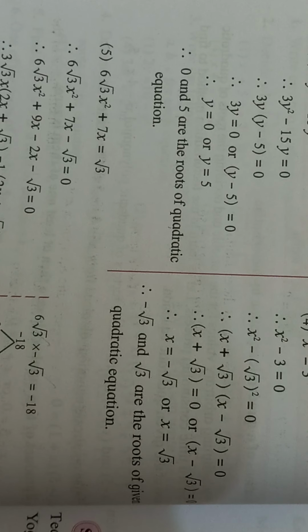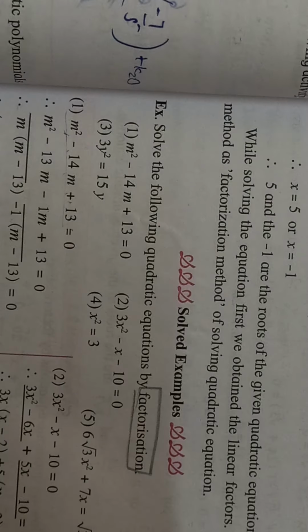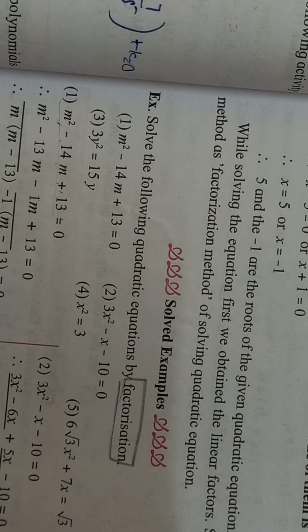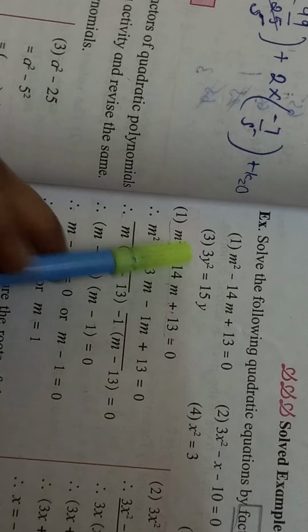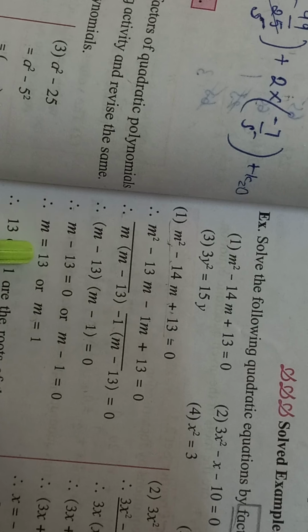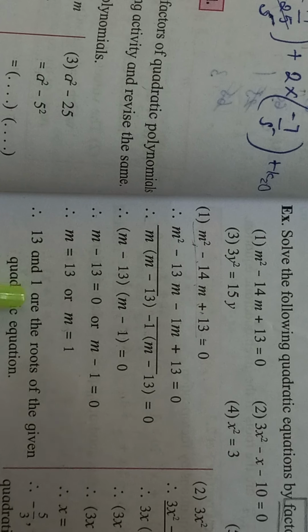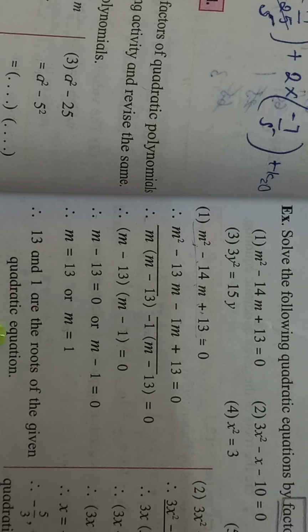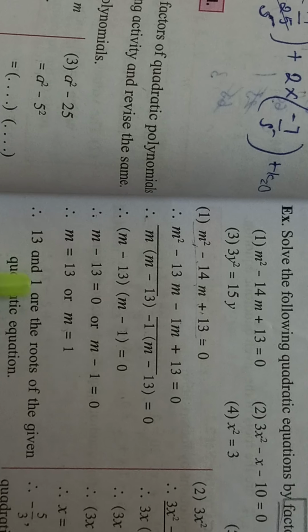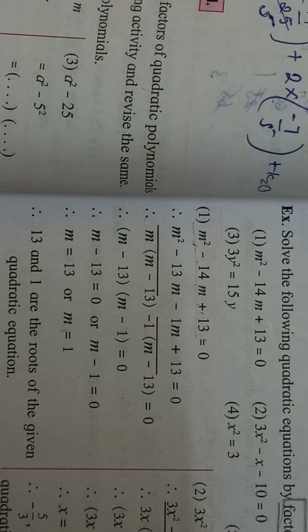For example, these examples you must have seen in your textbook also. Solve the following quadratic equation by factorization. When we are solving m square minus 14m plus 13 is equal to 0, we are getting m is equal to 13 or m is equal to 1. So 13 and 1 are the roots of the given quadratic equation. Earlier we were using the word solutions.